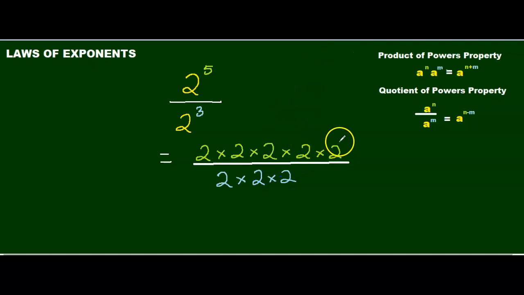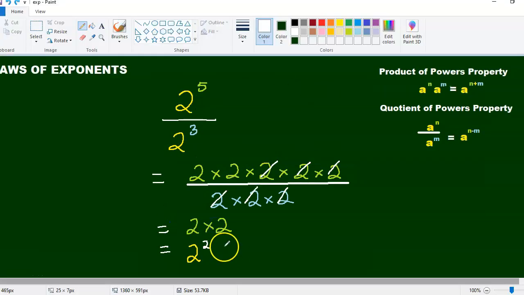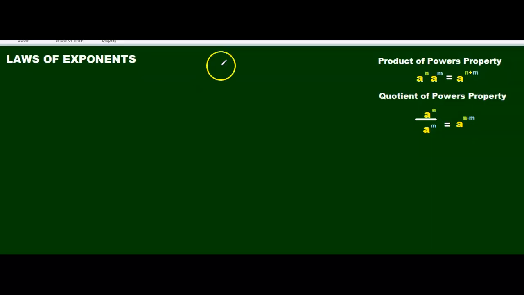Now when we cancel, we can cancel the top and the bottom, top and the bottom, top and the bottom. That leaves us with what? 2 times 2, which is the same as 2 squared. And that simplifies to 2 squared equals 4. That's your final solution. Let's do another simple example for the quotient of powers property.